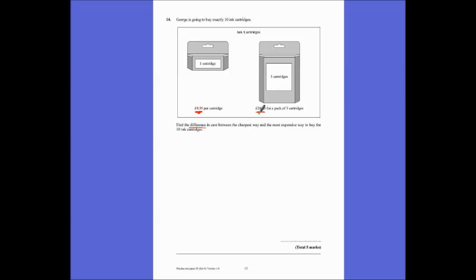So the cheapest way is going to be to buy 3 lots of 3, so 3 lots of £24.30, and then just buy 1 cartridge on its own, which is £9.39. Again, I'm writing down everything that I put into my calculator, which would be £82.29. The most expensive way would just be to buy 10 of these.